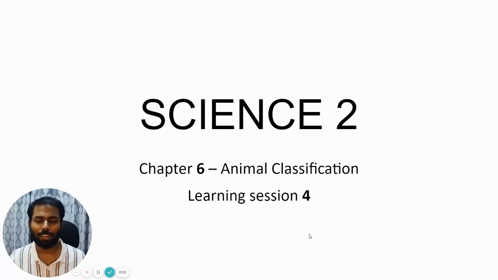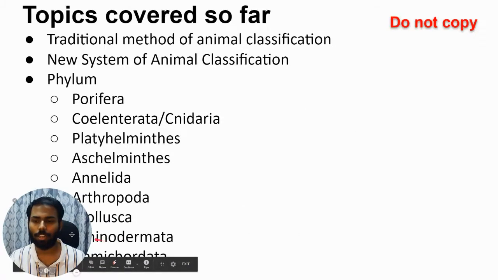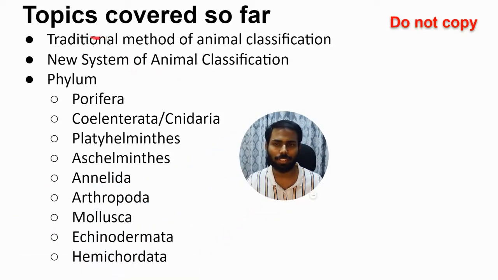Hello and welcome to learning session number 4 of chapter number 6 of Science 2, which is animal classification. So far, what all have we seen? We had first seen the traditional method of animal classification, which was based on presence or absence of notochord. If the notochord is present, then it's a chordate. If the notochord is not present, then it is a non-chordate.